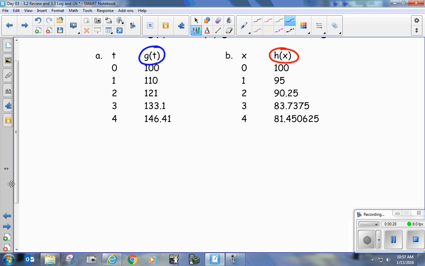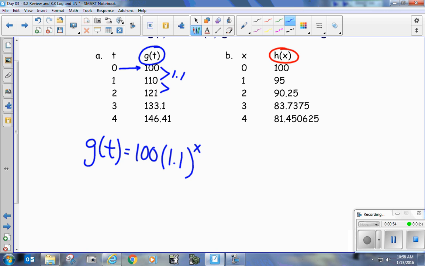And I shouldn't even put y, I should put g of t, because this is what they're asking for. Our initial value is always what's across from 0. It's 100, right? It's an exponential, so I'm raising to the x. Does anyone know what goes in? 1.1. And we can either put this in a stat edit in the calculator and figure it out in stat calc, or you should realize, well, to get from here to here, you multiply by 1.1. To get from here, you multiply by 1.1, and so forth. So that's our actual growth factor right here.